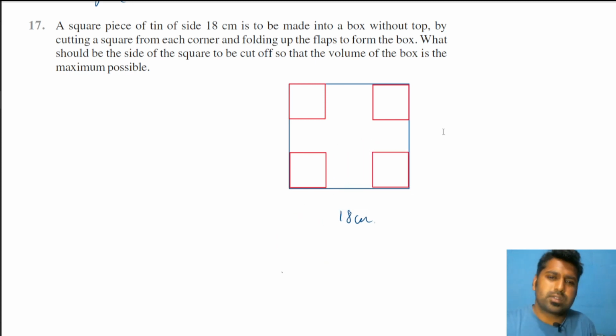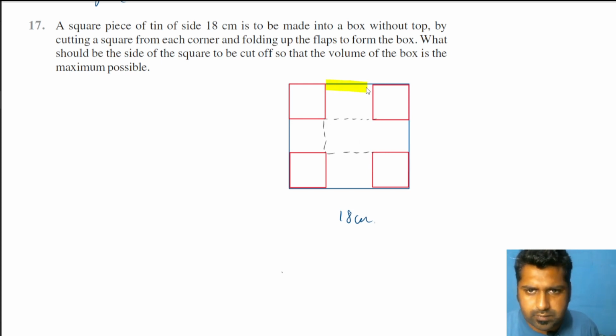Let's say these are the squares that we have cut down from the corners. We have removed this. So effectively you have this sort of a boundary. The red part is removed.